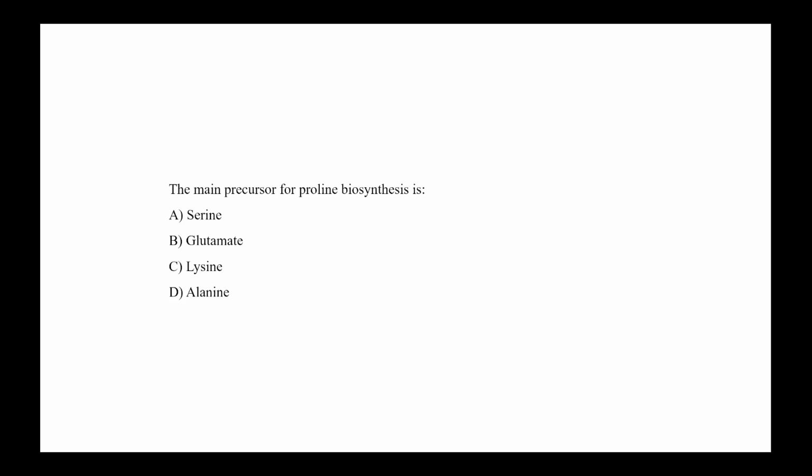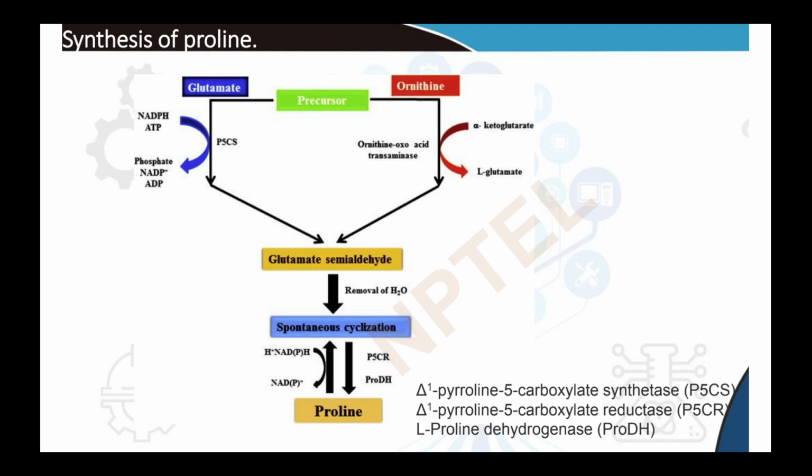You are saying option B, glutamate. That is the correct answer. So glutamate is the precursor for proline synthesis. Glutamate and ornithine both can get converted into glutamate semialdehyde. This glutamate semialdehyde then undergoes spontaneous cyclization, which can get converted into proline.